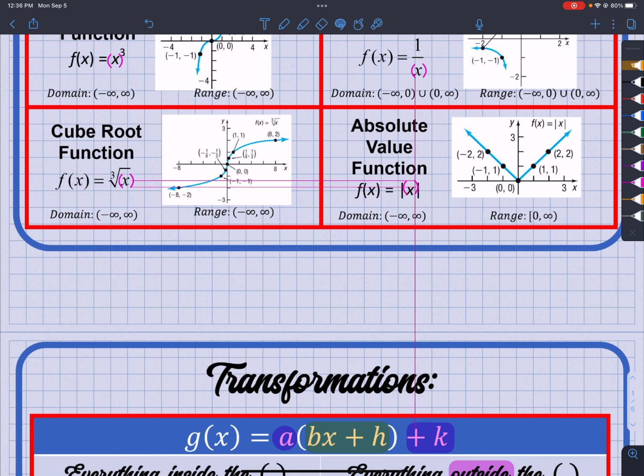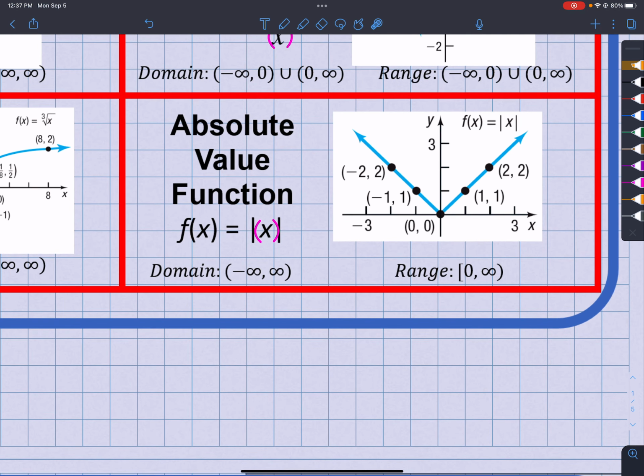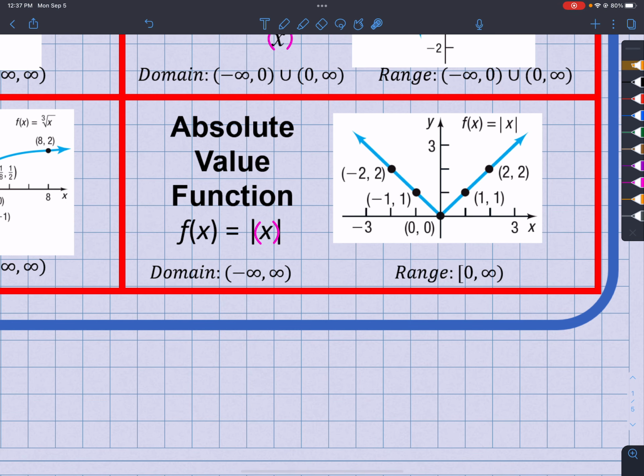With the absolute value, what we have here is that absolute value means the distance from 0. So when x is 1, the absolute value of 1 is also 1. And the absolute value of negative 1 is also 1. The absolute value of negative 2 is 2, and the absolute value of 2 is also 2. So it's the distance from 0.